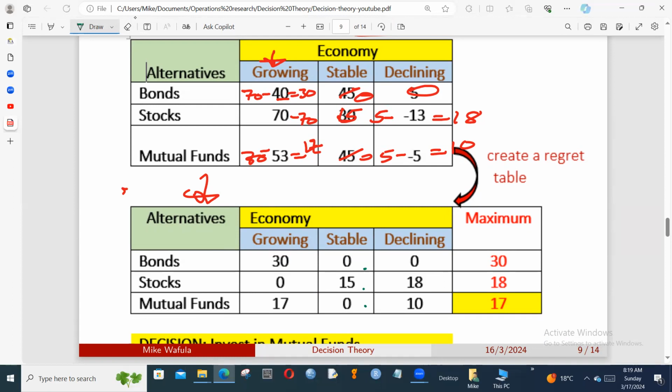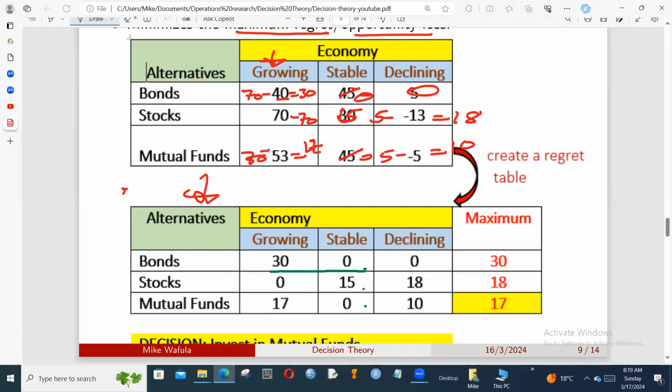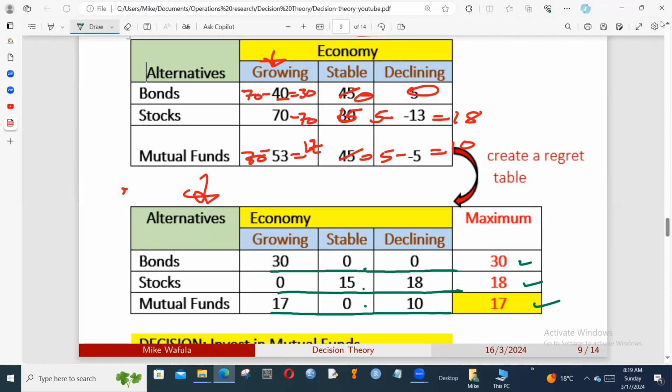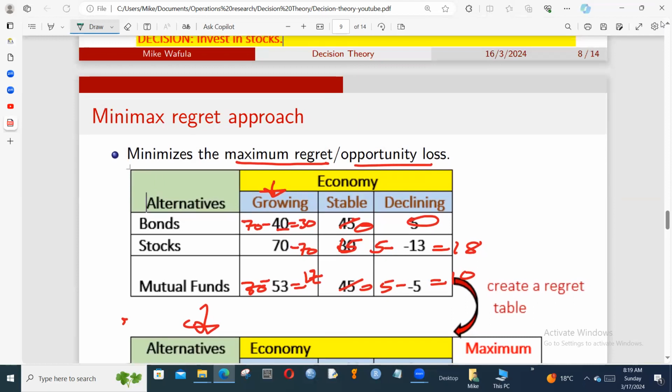So we now check in each decision alternative, what is the maximum? When you look at bonds, 30, 0, 0, the maximum is 30. Under stocks, the maximum regret between 0, 15, and 18 is actually 18. And then under mutual funds, the maximum regret is actually 17. That's the opportunity loss.